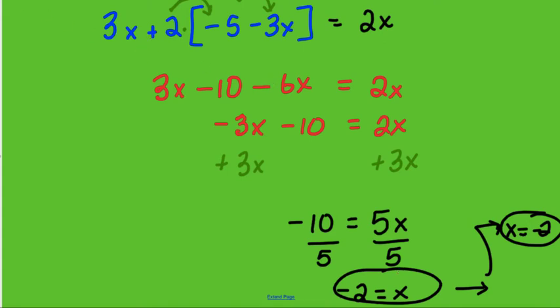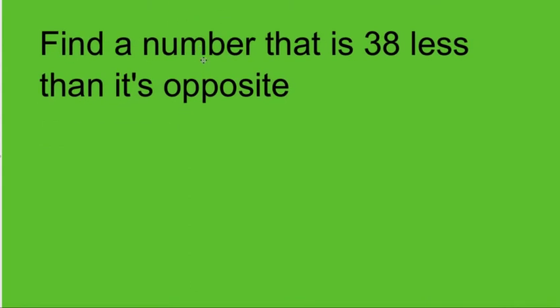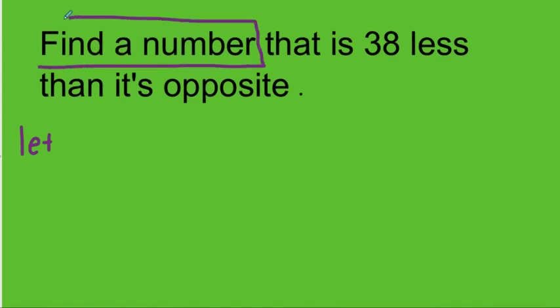All right, one more thing I want to do is put this into action with problem solving. We've been problem solving. We've been writing equations. Now we're going to solve it. So it says find a number that is 38 less than its opposite. Now remember, when we write a word problem, we do not start by just writing numbers down. We start by writing a let statement. We always ask, what's the question asking us for? And it's asking us to find a number. So we're going to let n equal the number.